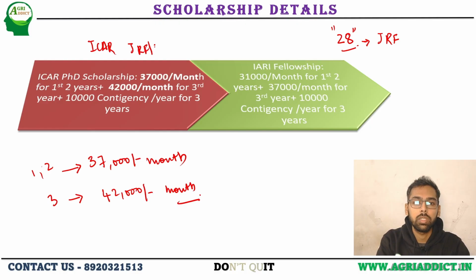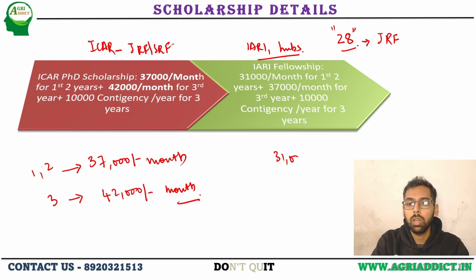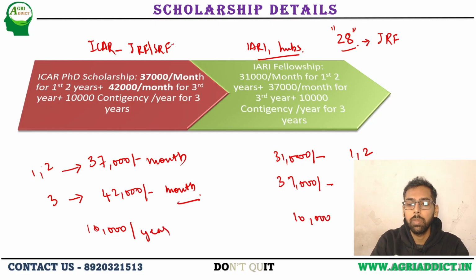JRF and SRF fellowship. And people who secure a seat at IARI or even in IT hubs will be provided with a scholarship of 31,000 per month for the first and second year, followed by 37,000 per month for the third year. Along with these scholarships, in the case of ICAR JRF and SRF, you will be getting a contingency of 10,000 per year, and a similar contingency also applies for people who are getting the IARI scholarship.